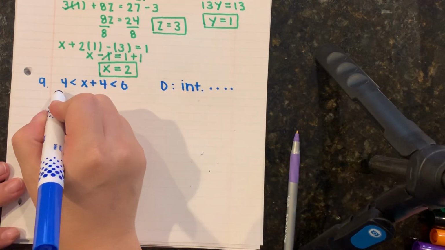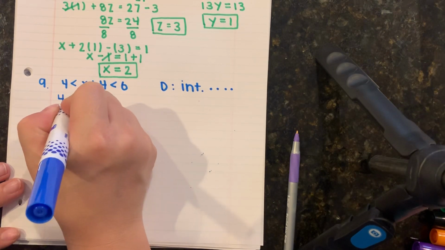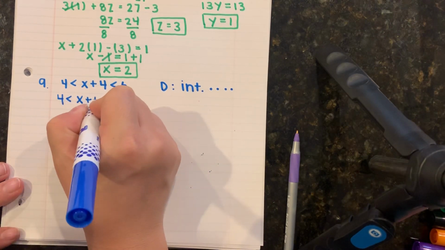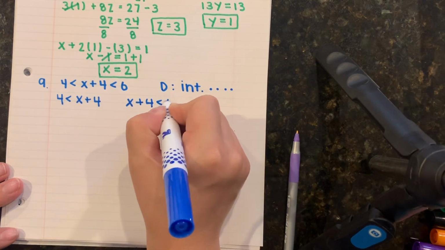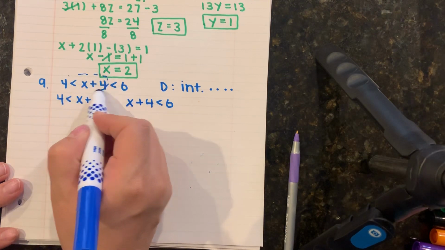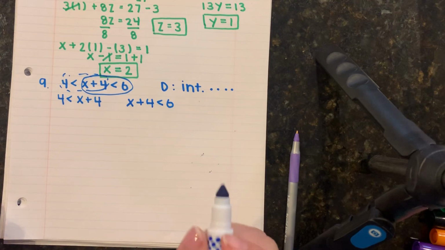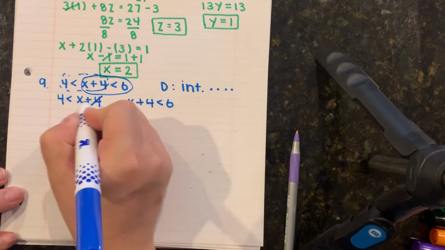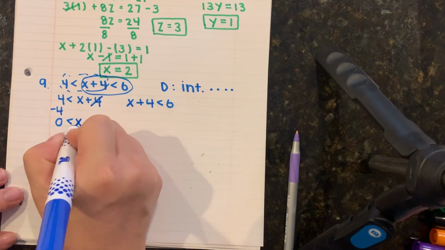And then what we're going to do is we're going to separate these inequalities. So I'm going to have 4 is less than x plus 4. And then I'm going to have x plus 4 is less than 6. So I have two inequalities separating them out. The left one over here, and then the right one over here. So I have two separate. Now I'm going to solve for x by moving the 4, so subtract 4. So it says x is greater than 0.